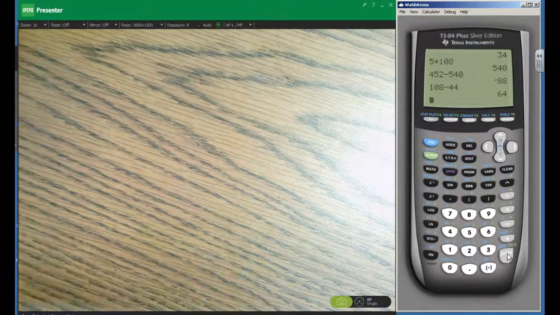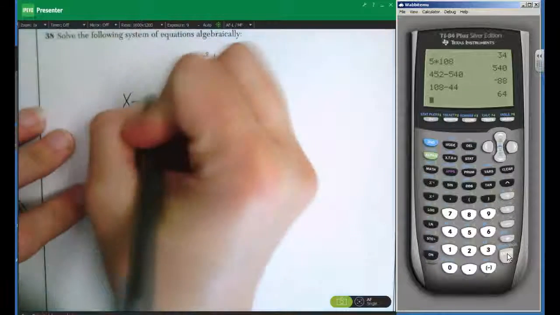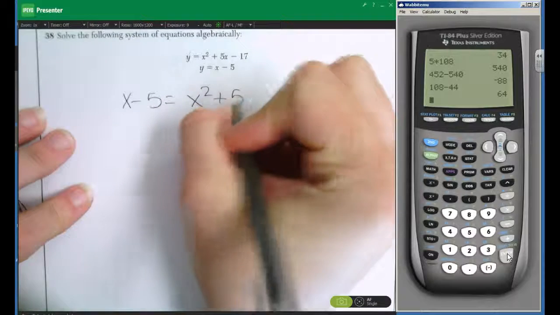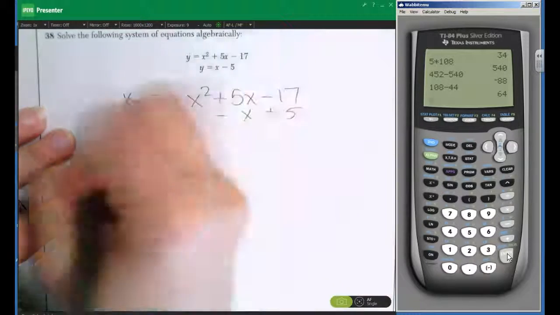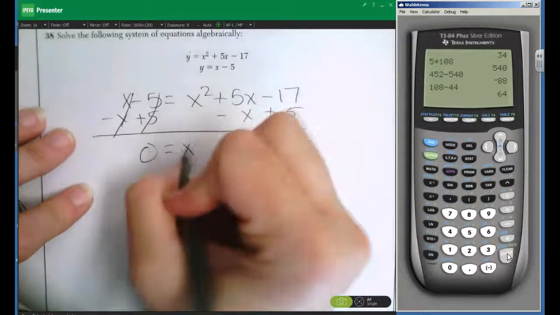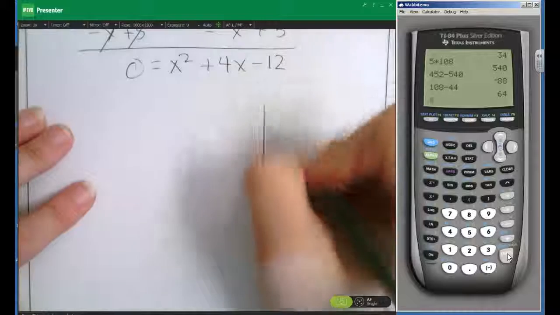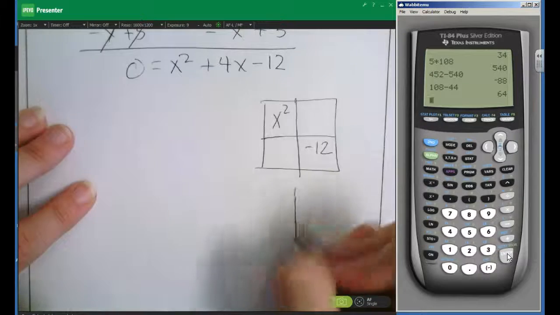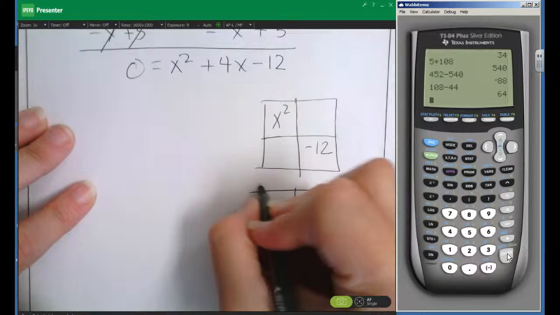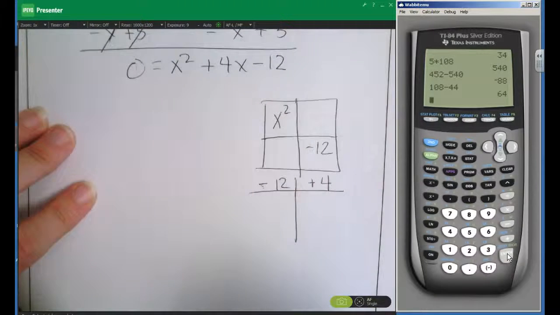Another algebraic one. Okay, they're both equal to y, so we set them equal to each other. Subtract the x, add the 5. This cancels, there's our 0. Okay, now we're going to do our reverse Punnett square. You know x squared goes here, negative 12 goes here. I'm trying to think of what two numbers multiplied together give us negative 12, but add together to give us positive 4. We know the signs have to be different, and the bigger one's positive.